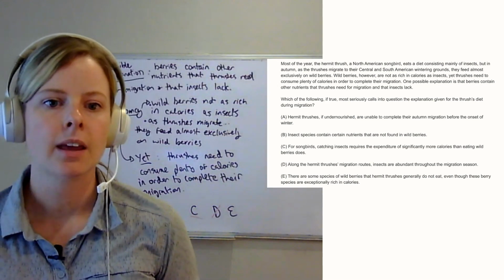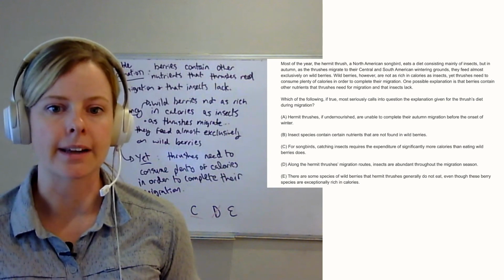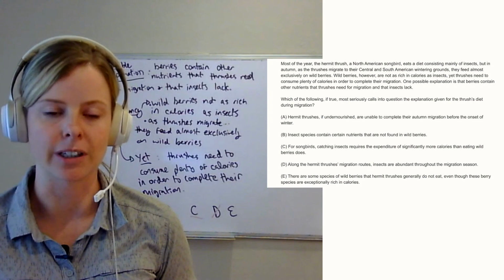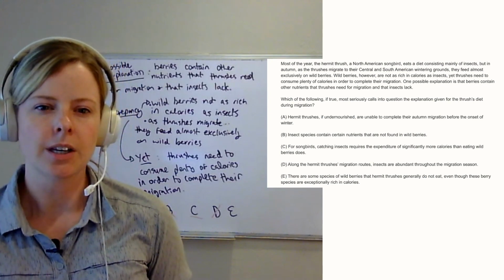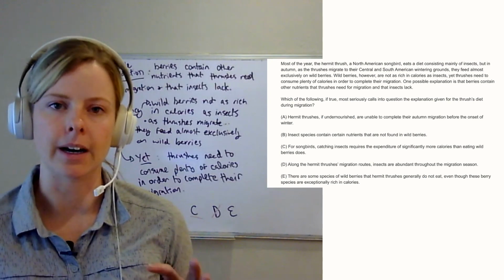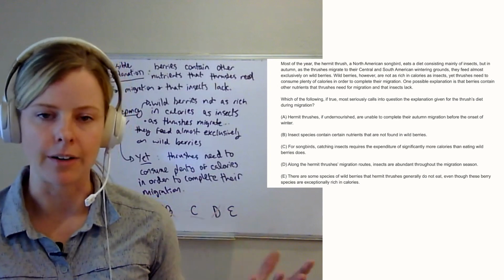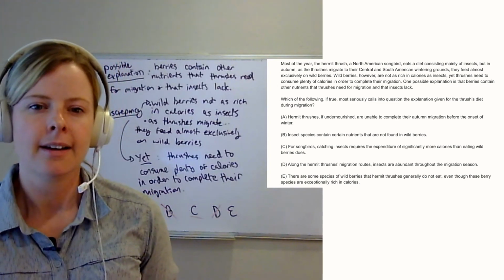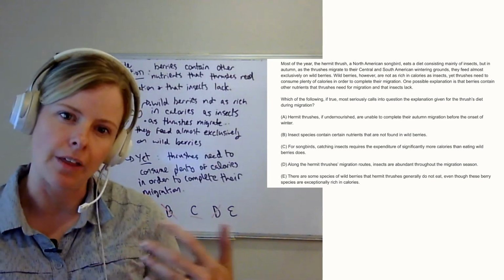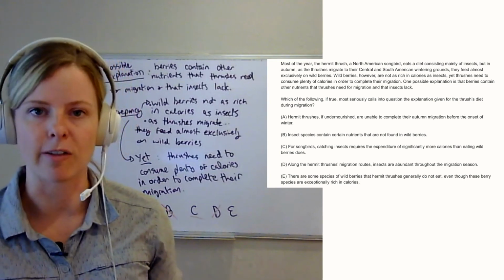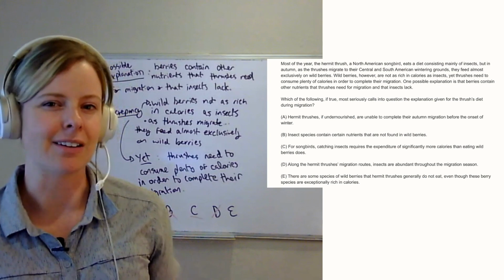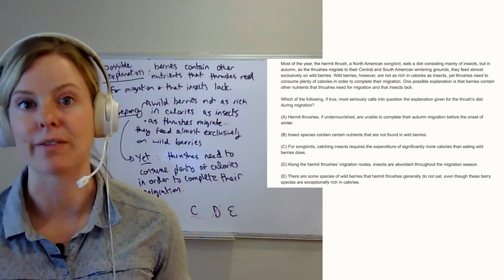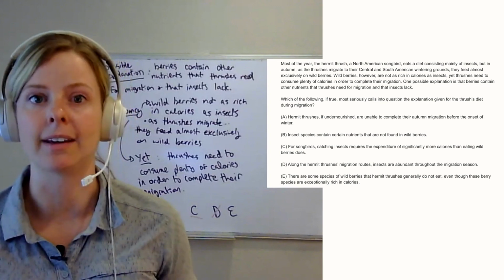And E. There are some species of wild berries that hermit thrushes generally do not eat, even though these berry species are exceptionally rich in calories. So we already know that the berries that the hermit thrushes eat are not as calorically rich as insects. E tells us that there are other berries that they don't eat that do have more calories, but doesn't really tell us why, right? It could be that these things are poisonous, or maybe they're not even available at the right times or something like that.